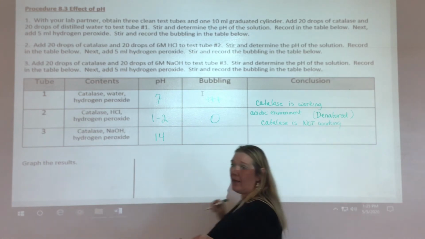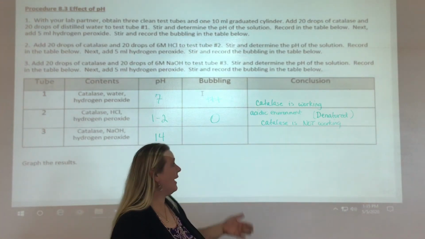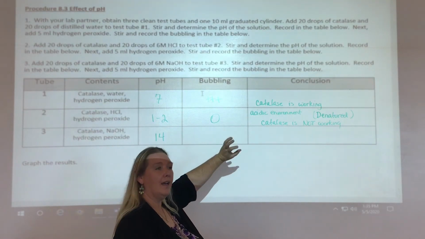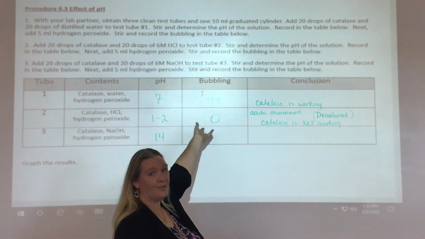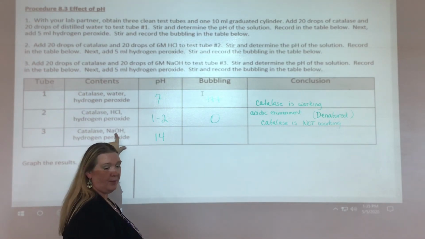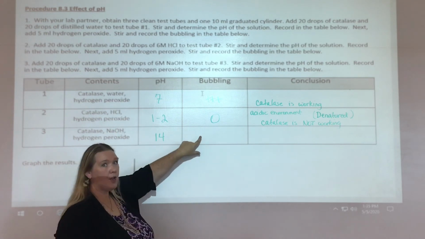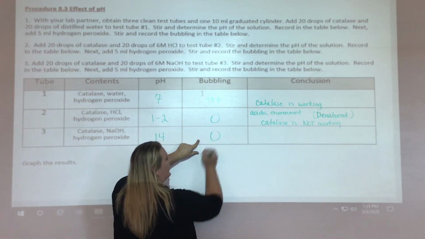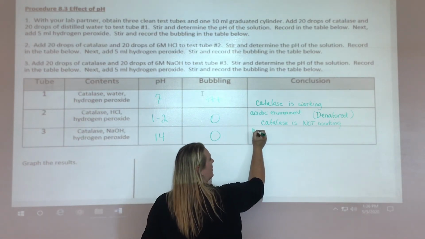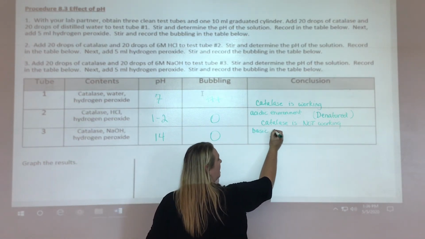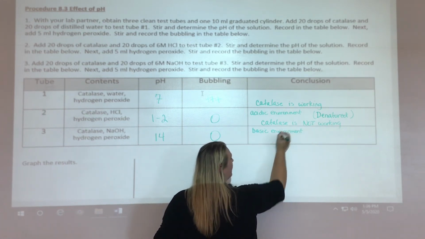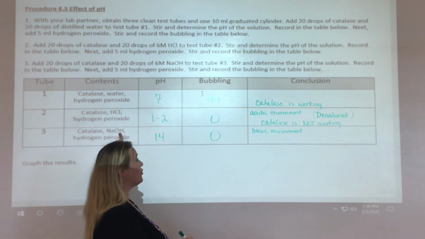Okay, it's not working because it's denatured. It's not in its natural state anymore. It's not in its normal folded lock and key form to bond with hydrogen peroxide. In the NaOH tube, test tube number 3, we saw no bubbles in test tube 3. NaOH is basic. This is a basic environment, sodium hydroxide.